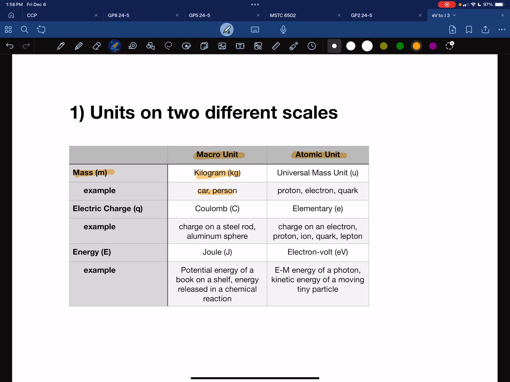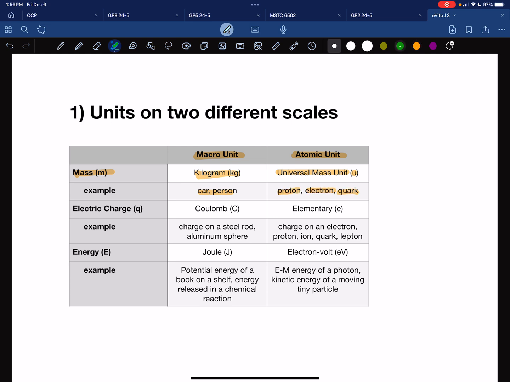At the nuclear atomic scale, we have what's called the universal mass unit, or U. In outdated sources, you may still find reference to atomic mass unit, or AMU. That's a couple decades out of current usage, but they are the same size and they mean the same thing, U and AMU. Examples of those things might be the proton, the electron, or quark.